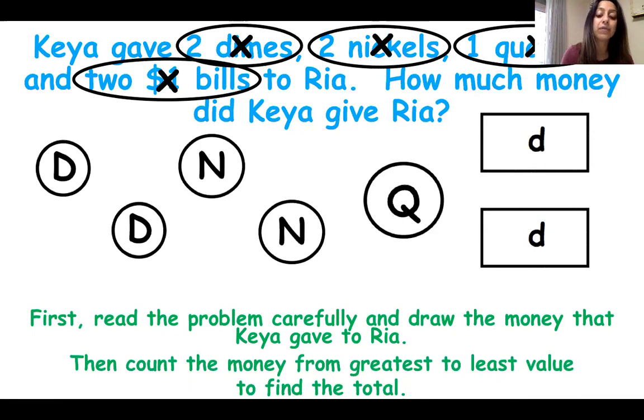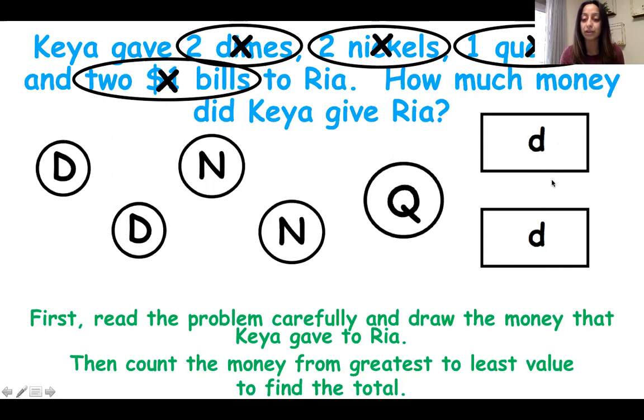Now it's time to count the money from greatest value to least value. Now, if we look at our coins and what we drew, it's not arranged in order from greatest value to least value. That's okay. We could still count it in order from greatest value to least value by just starting where we're supposed to start. It doesn't matter if it's not arranged in order. We just have to make sure we're counting in the right order. So as I count, I'm gonna write down what I'm counting underneath the coin. So watch what I do.